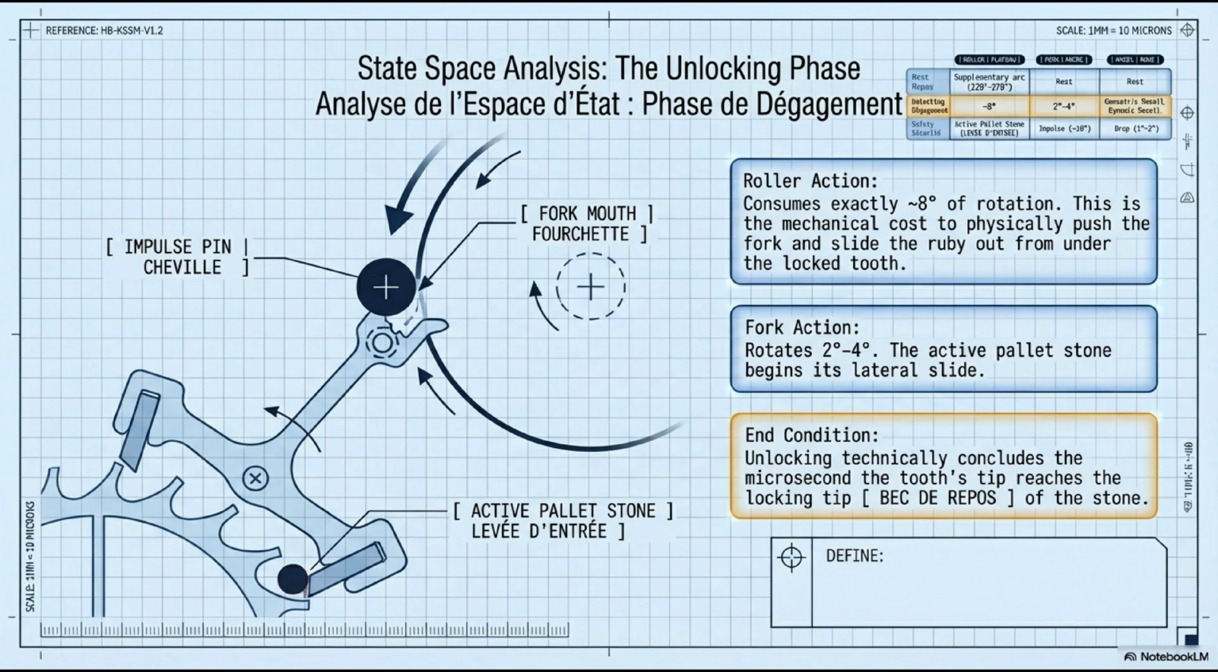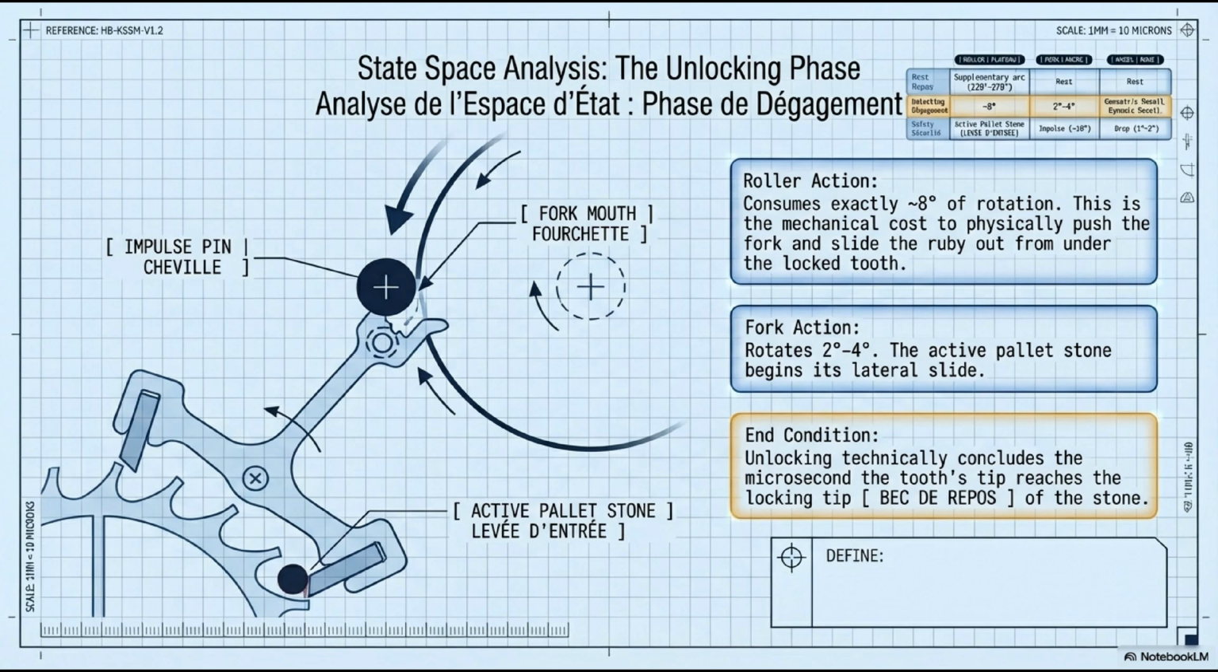The pin contacts the inner wall of the fork mouth and begins pushing the fork. Fork action: the fork rotates 2 to 4 degrees. This is small but consequential. As the fork pivots, the active pallet stone, levée d'entrée, shown highlighted here, begins to slide laterally out from under the resting escape wheel tooth.